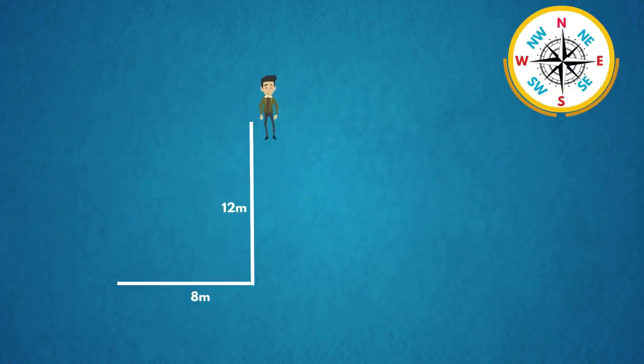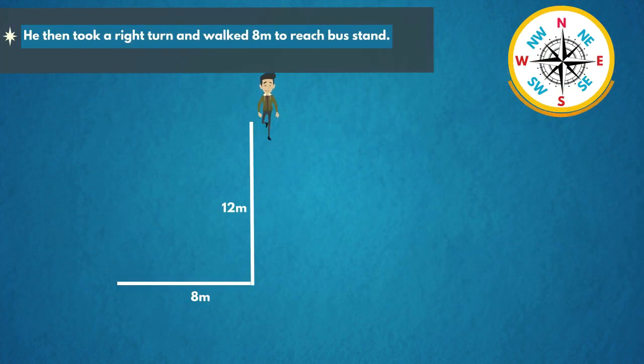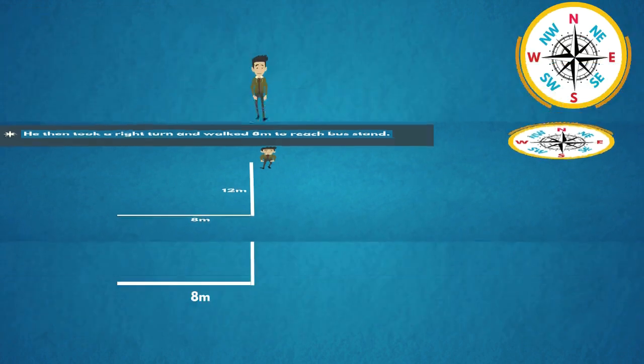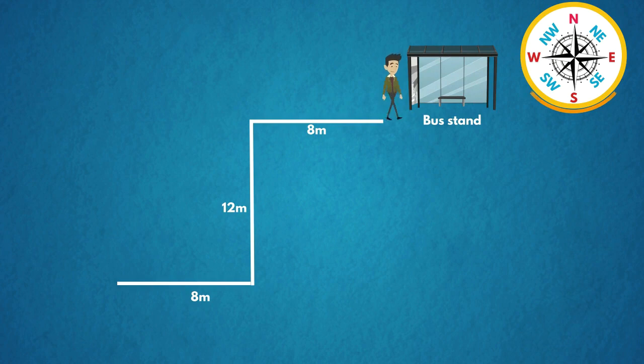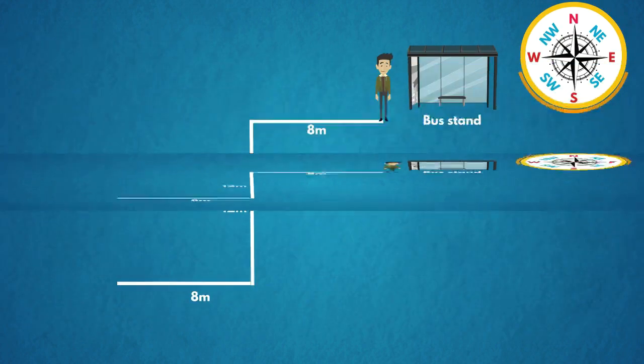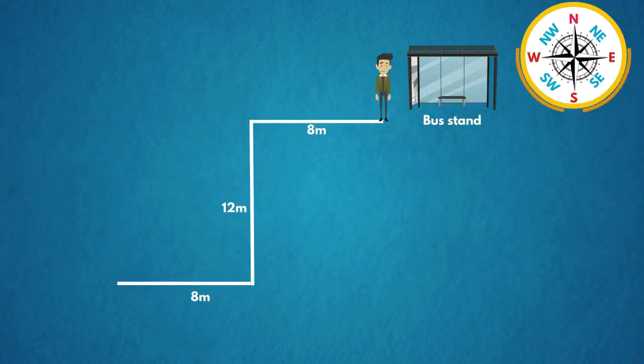In the next statement they given that he then took a right turn and walked 8 meters to reach bus stand. Here, Naresh took a right turn and walked 8 meters to reach the bus stand. This is the final diagram. Let's see the questions based on this diagram.